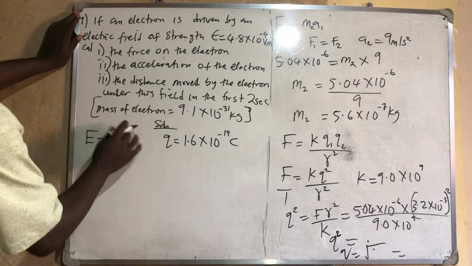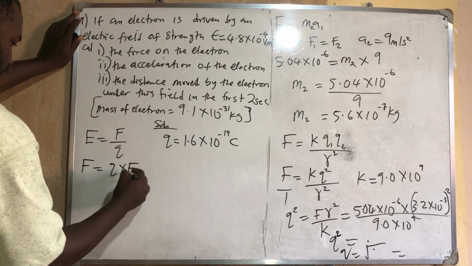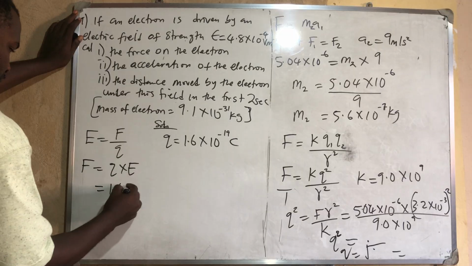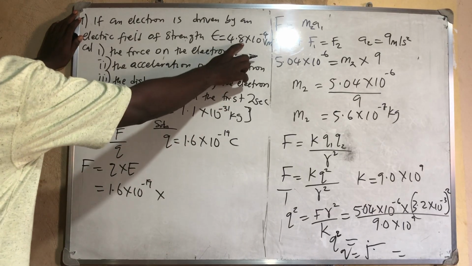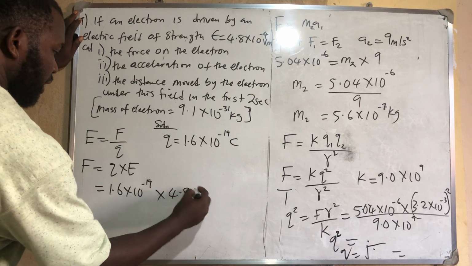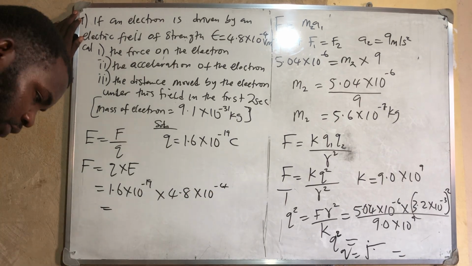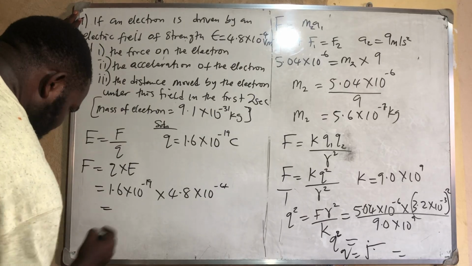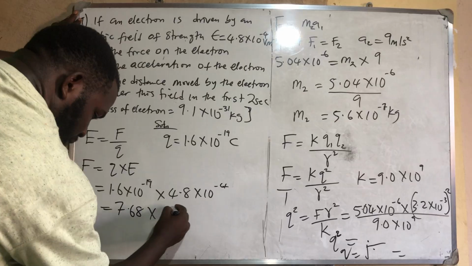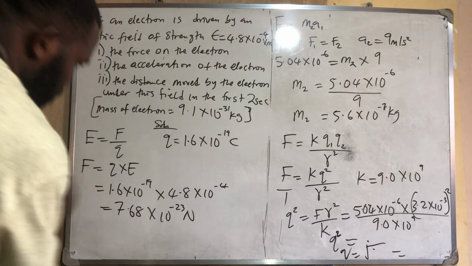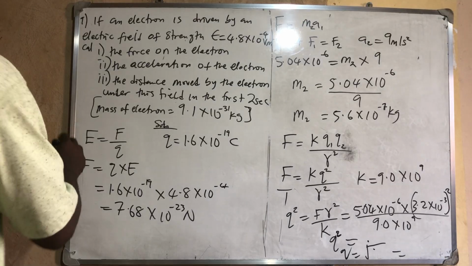So if we want to get our force, it will now be the charge times the electric field intensity, which is 1.6 times 10 raised to power minus 19 times the electric field intensity they gave us, 4.8 times 10 raised to power minus 4. If you multiply that, you are going to have that the force is 7.68 times 10 raised to power minus 23 Newton. So that is the force (i).